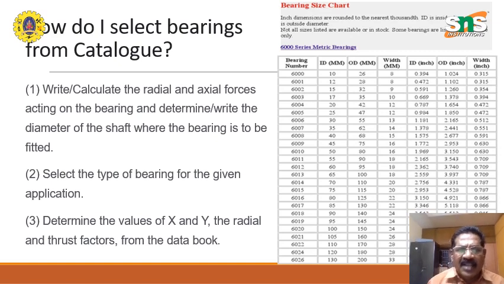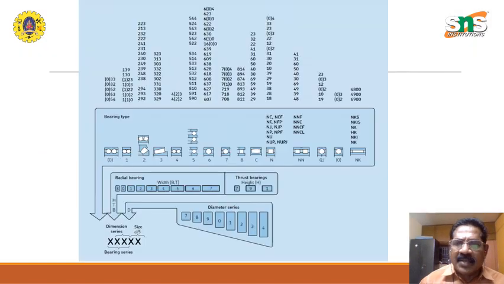So, calculate the radial and axial forces acting on the bearing, and determine the diameter of the shaft where the bearing is to be fitted. Then select the type of bearing for the given application. Determine the values X and Y, the radial and thrust factors, from the data handbook. This is how the company's catalogs are arranged. There is a number given for the bearings.